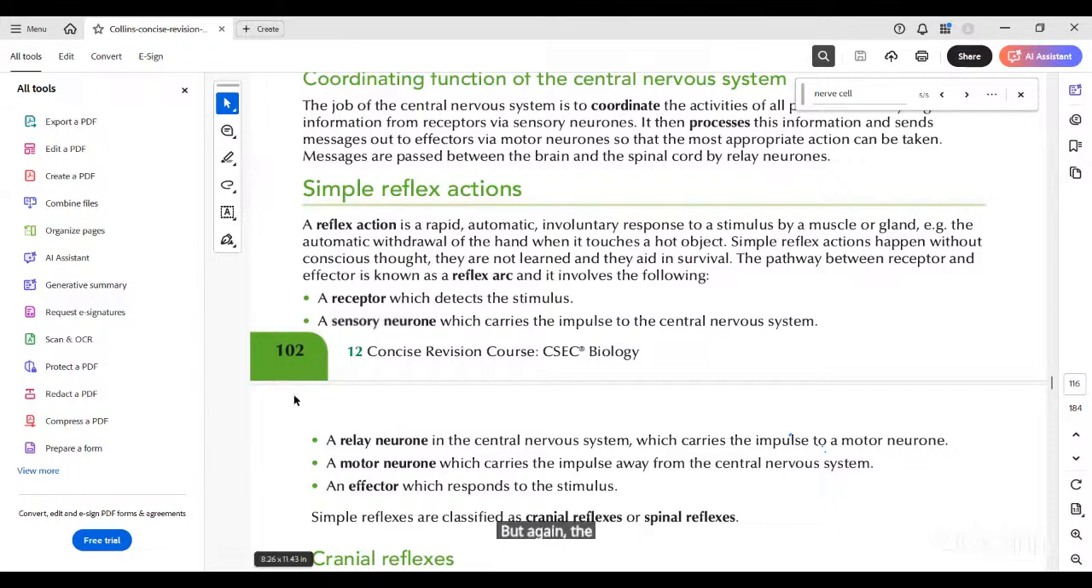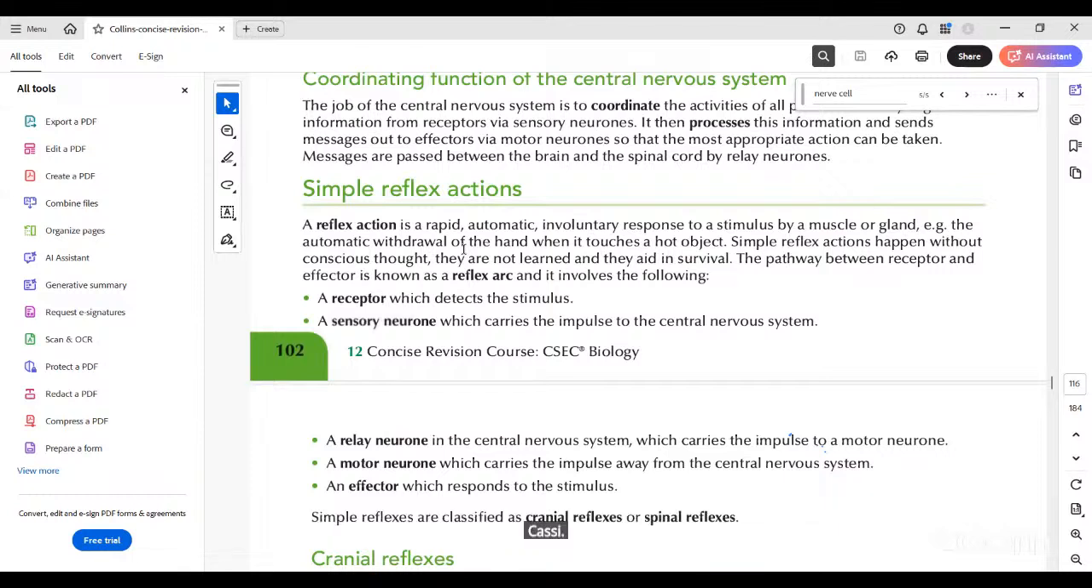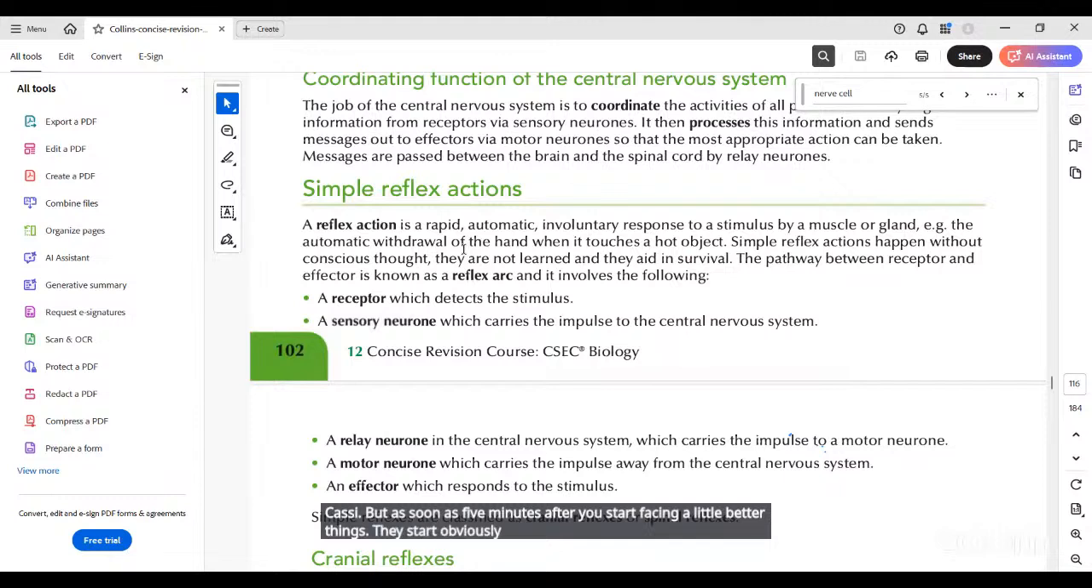Is it Dejane? That's your name? Yes, sir, it's Dejane. My apologies, Dejane. I told you I'm hopeless with names. Dejane, that's a lovely answer. So what happens is that if you're in the light and you lock it up immediately, all of a sudden the place is pitch black, not true? Can't see. Yes, sir. But your eyes, as soon as 5 minutes after, you start to see things a little bit more clearly.